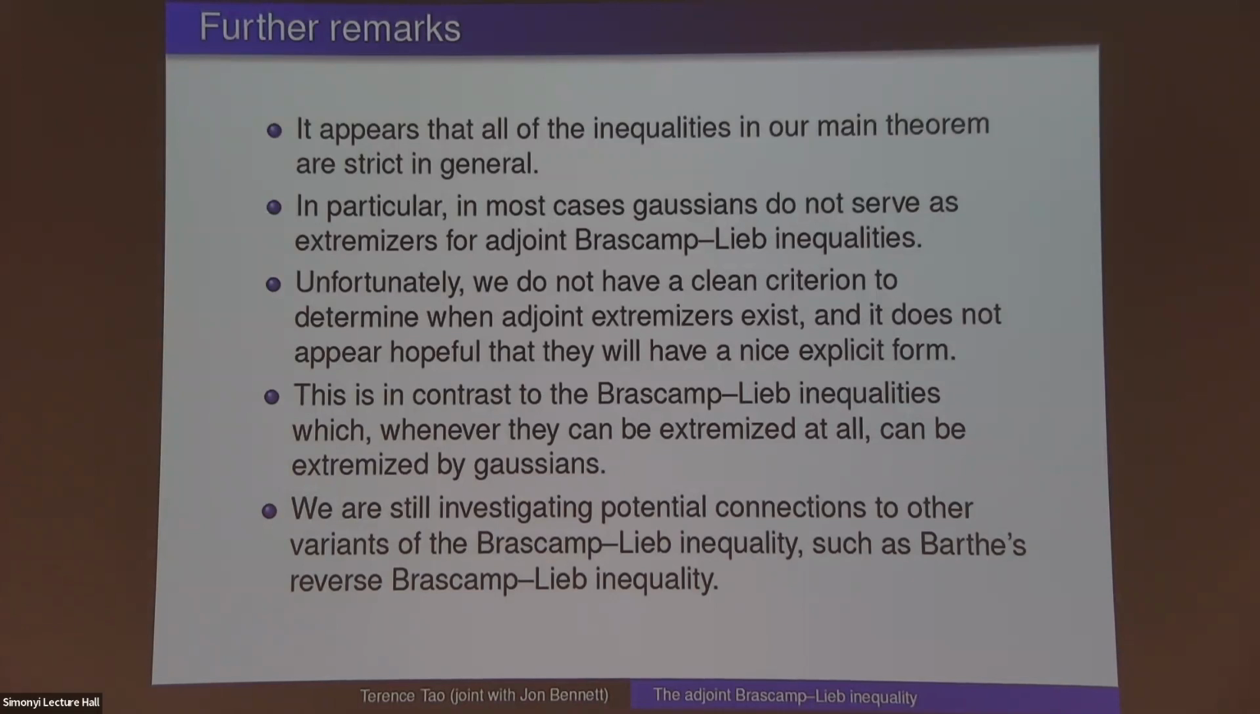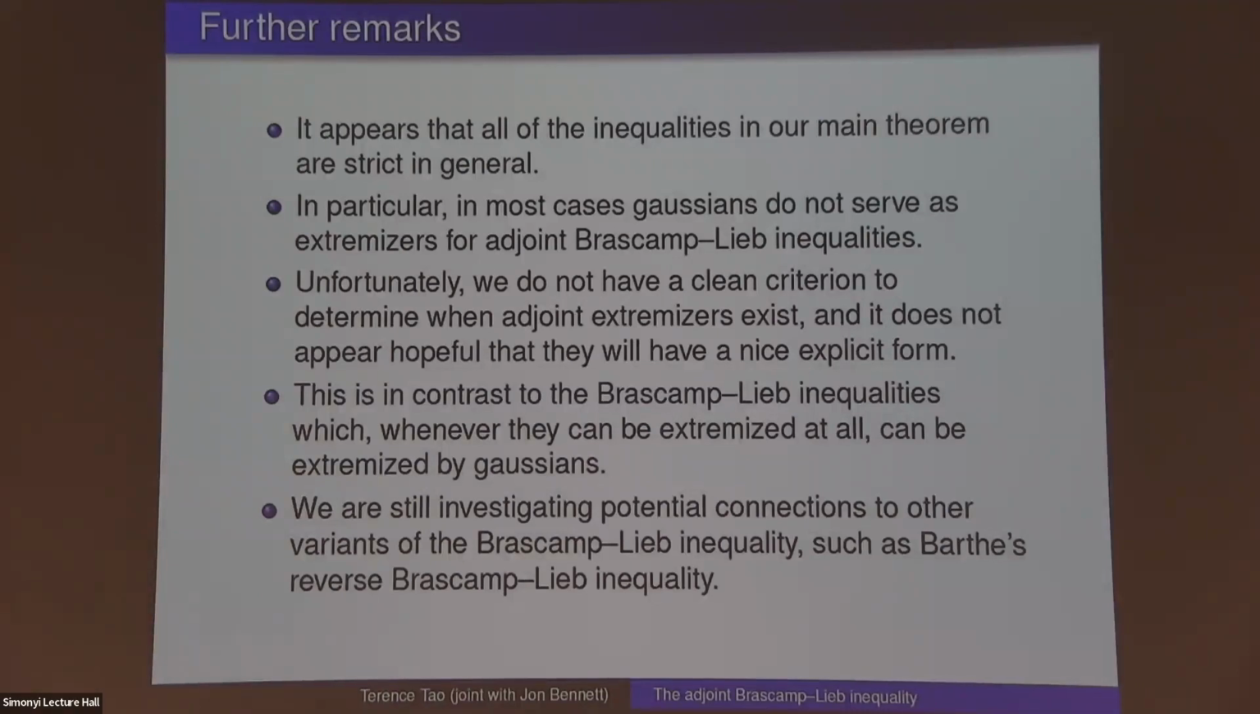At first we thought there weren't really some nice inequalities here, but for every single inequality I mentioned in my main theorem, we had examples where they're not strict. And in particular, for the adjoint, whereas for Brascamp-Lieb inequalities you expect Gaussians to be extremizers, it does not appear in general that Gaussians are extremizers for our adjoint inequalities.